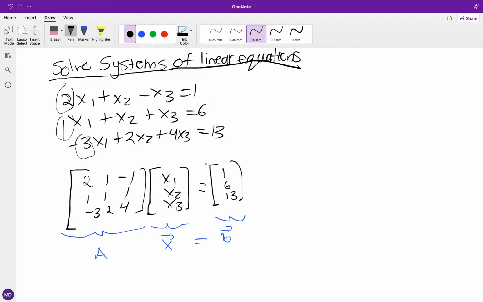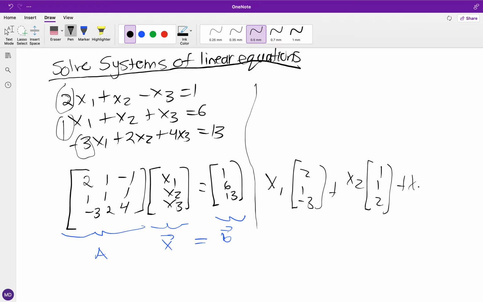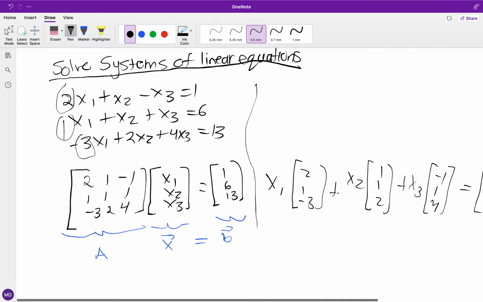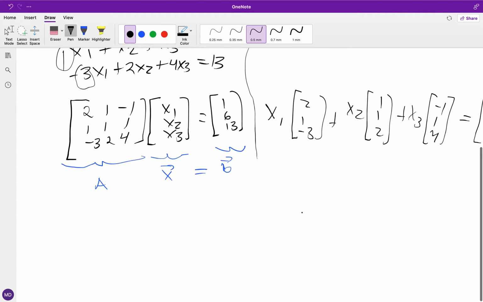Just a quick side note too, another way to represent this is to take x1 times our first column, 2, 1, negative 3, plus x2 times 1, 1, 2, plus x3 times negative 1, 1, 4. These are our columns. And this is equal to our b, which is 1, 6, 13. Also, just to preface, I'm not an artist, so please don't hate on me for this.